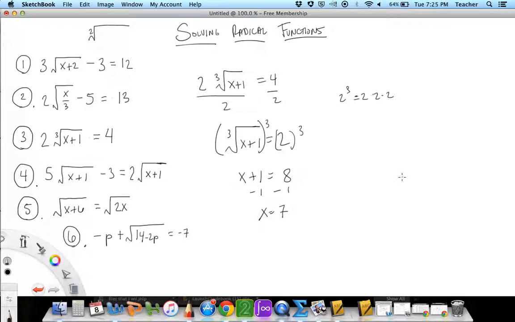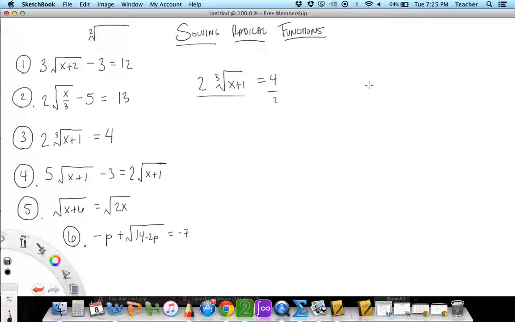Now, although I forgot to check the last one, I apologize. Let's check this one to make sure. So if I have 7 plus 1, which is 8, the cube root of 8 is 2. 2 times 2 is 4. So I know that my answer is correct.